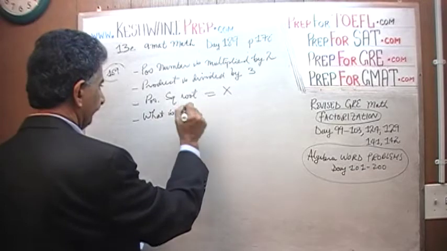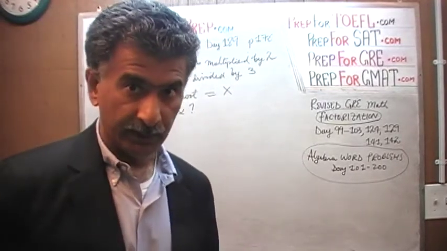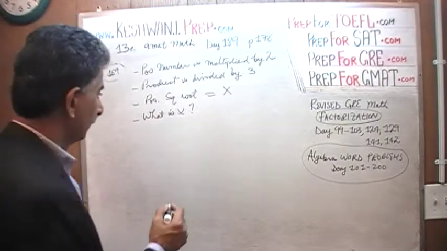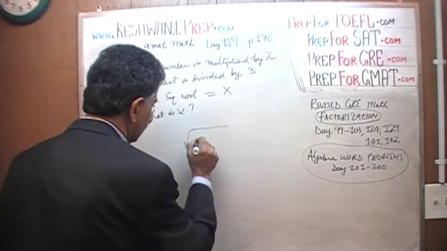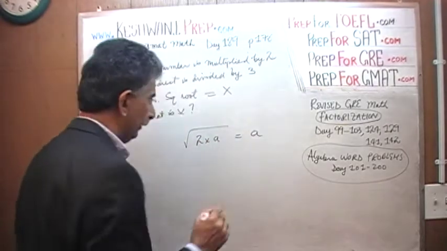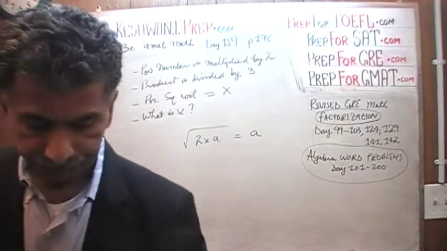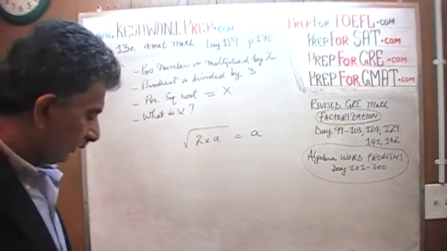Now listen, before we do this problem, let's play a little game, shall we? You and I. Let me ask you a couple of questions. If you're told that 2 times some number a equals a, can you tell me what that a must be?